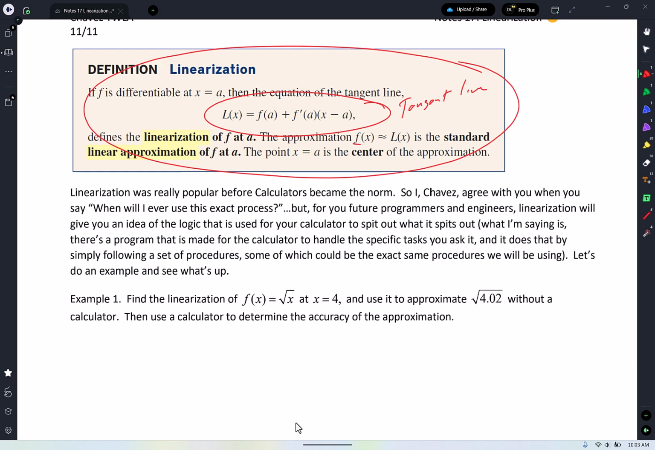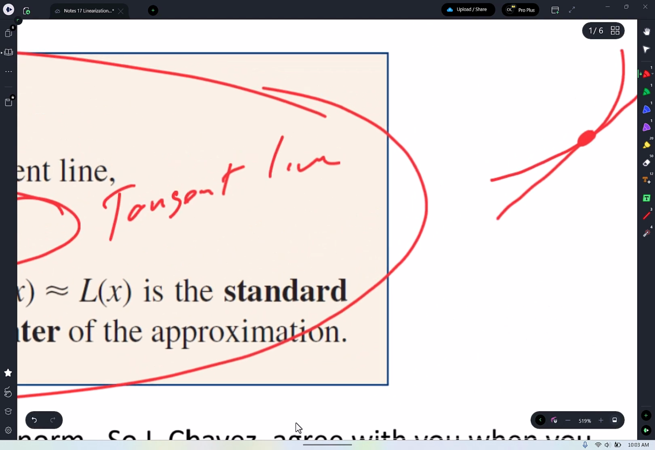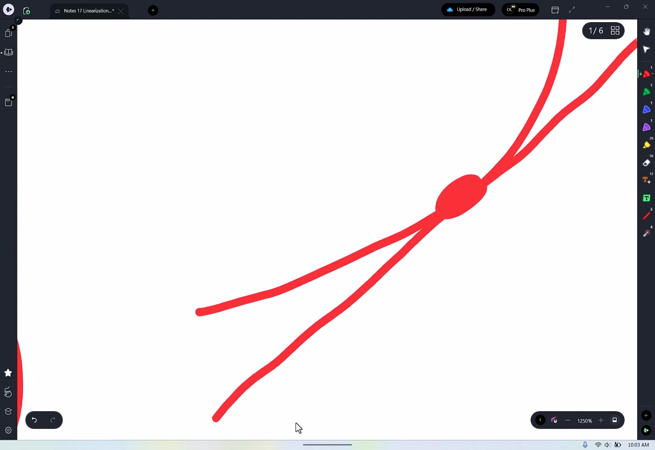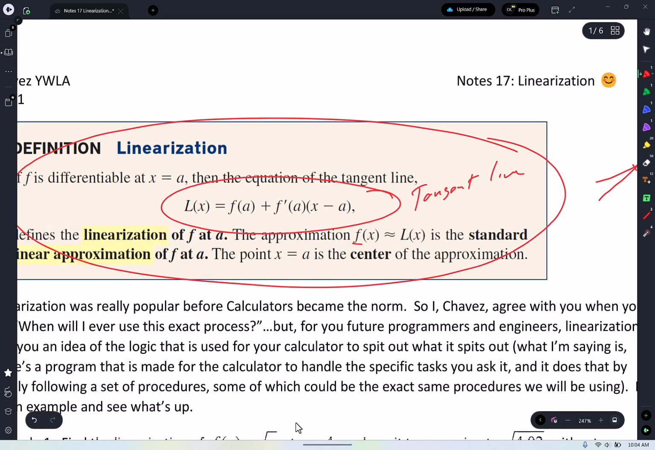All it means is if you find a tangent line for a curve, you can use the tangent line to approximate the curve, but only for values really close to the point of tangency, the center. Because what this is saying, everything that I just circled, is that if you zoom in, your tangent line and your curve look almost identical.